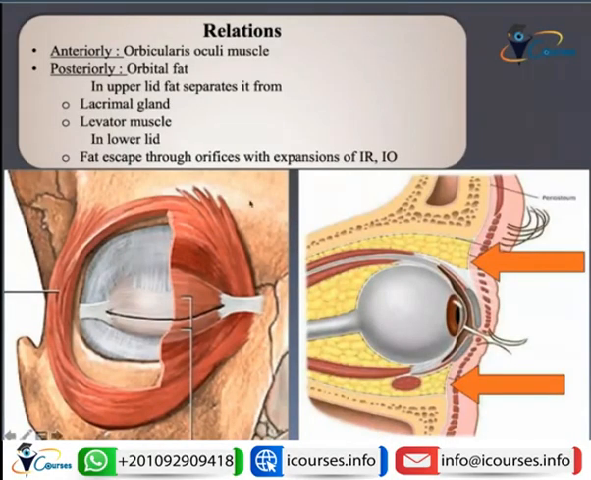The relations of the orbital septum: anterior to the orbital septum will be the orbicularis oculi, as we said before, and as we saw in the video. So this is the orbicularis oculi, and if you just strip it, you will find the orbital septum. Posterior to the orbital septum will be the orbital fat. The orbital fat will separate the orbital septum from the lacrimal gland and from the levator muscle in the upper eyelid. The levator muscle is identified by the presence of the pre-aponeurotic pad of fat. In the lower eyelid, the fat will escape from orifices of expansion of inferior rectus and inferior oblique.